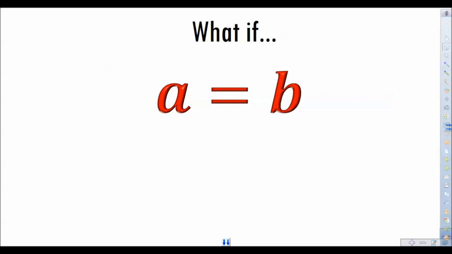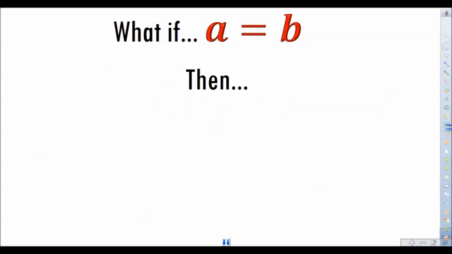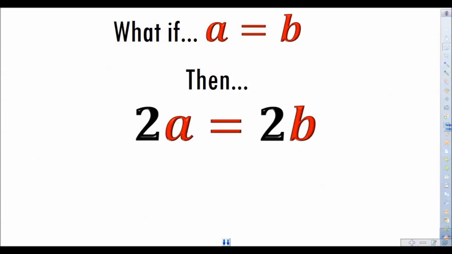So here I'm going to throw a couple of if-then statements at you. What if A was the same number as B? If A was the same as B, then is this true? Is 2 times A the same as 2 times B? Yeah. In other words, if we multiply both sides by 2, we're going to get the same amount.